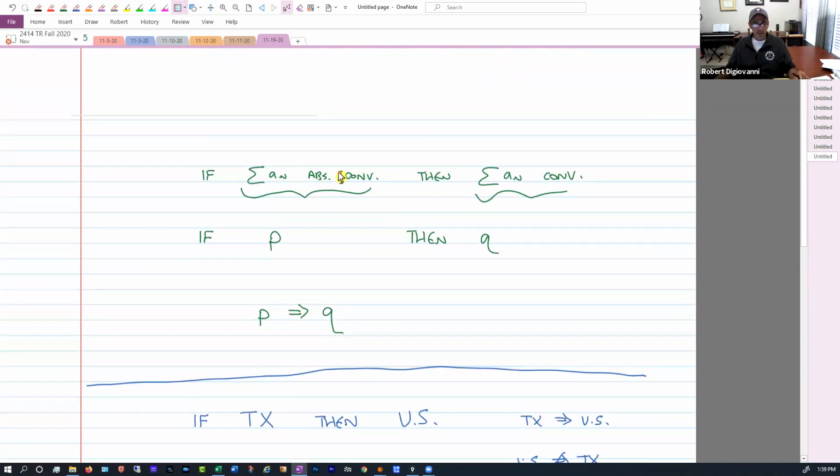So when you read this, if you're absolutely convergent, then you're convergent. You cannot read this the other way around. You can't say, oh, if you're convergent, then you're absolutely convergent. It doesn't go from right to left, it only goes from left to right. Okay?